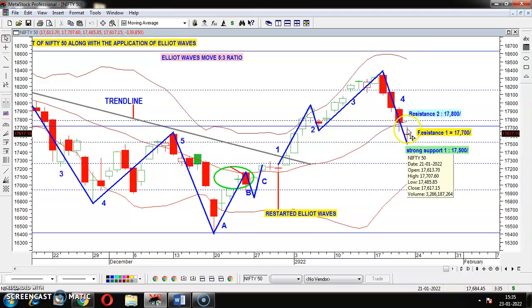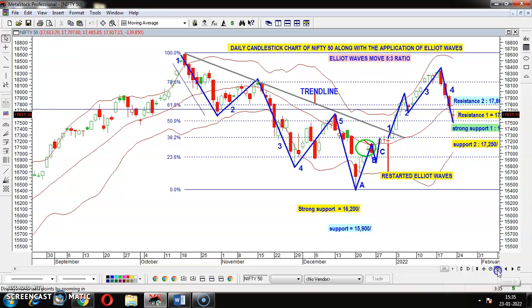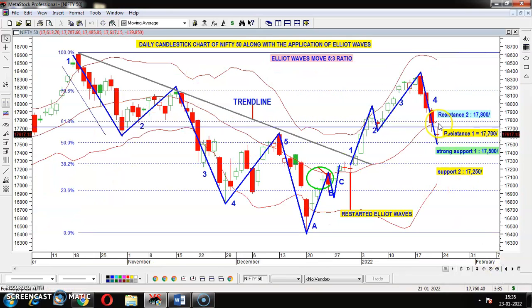Either market may retreat towards the upside, but if this support is broken down, it may come to the next level, that is the 38.2% Fibonacci retracement zone. Generally there is a possibility to retrace, so it has already taken a support of 50%. If the Nifty trades above the 50%, then there is a possibility to go towards the upside.